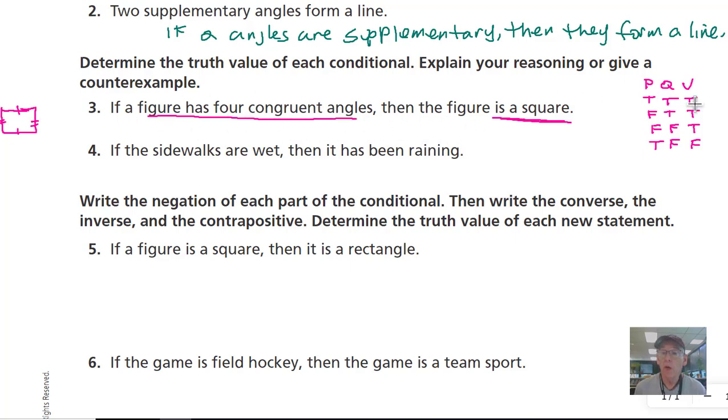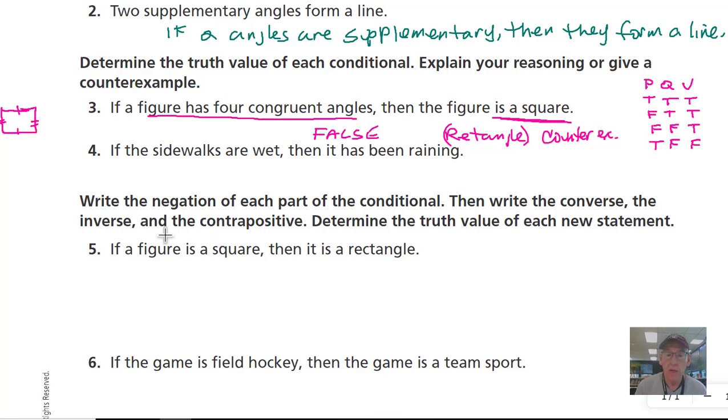We've got the 4 congruent angles, which brings one of the T's in for the P part, but we can think of a figure that's not a square, which puts the F in there, which causes the value to be false. So this is a false statement. And a rectangle would be the counterexample. Let's look at the next one.